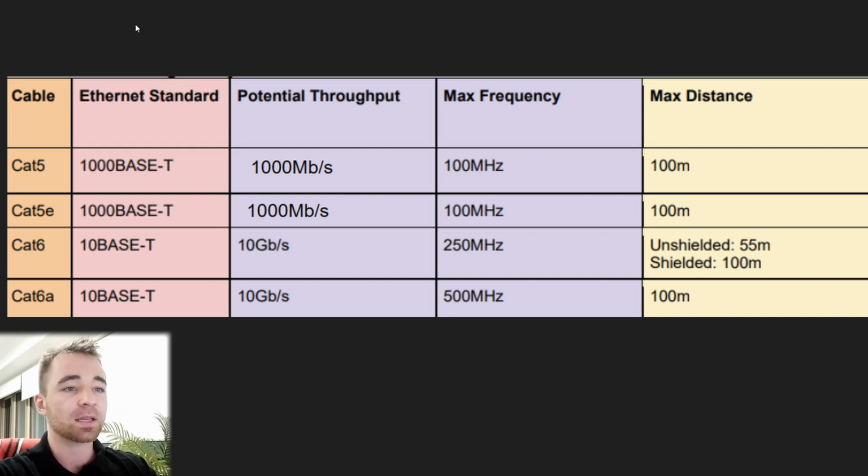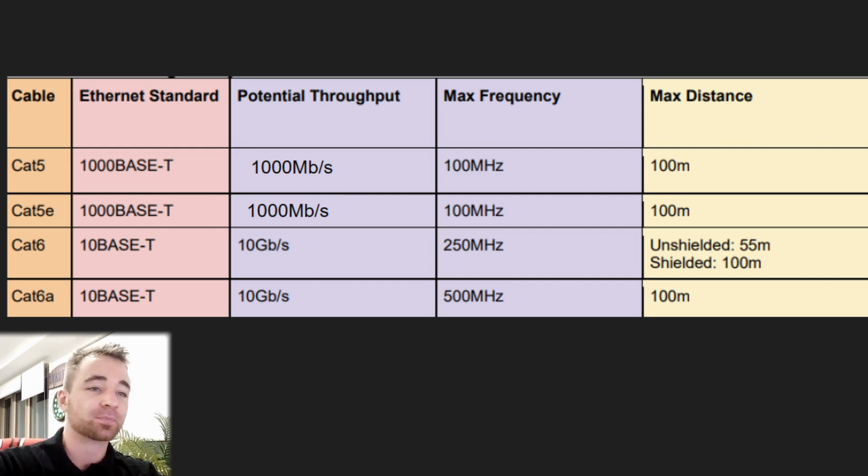So here we have category 5 and category 5e. Both of these cables support the 1000BASE-T Ethernet standard. Okay, you'll need to know that. You'll need to know their throughput, their frequency and their distance. Now, you'll probably notice that both Cat5 and Cat5e have these same stats, okay? So what's the difference? Insofar as what you need to know for the actual details of them, not a lot.